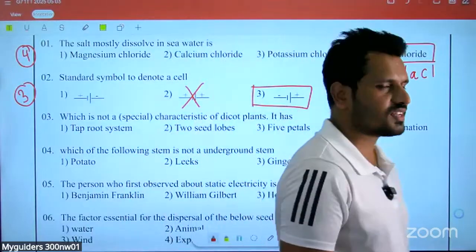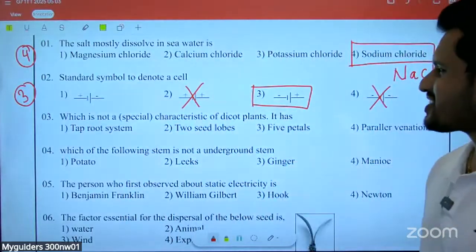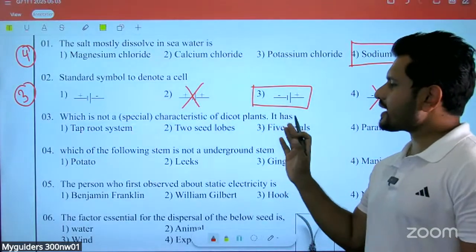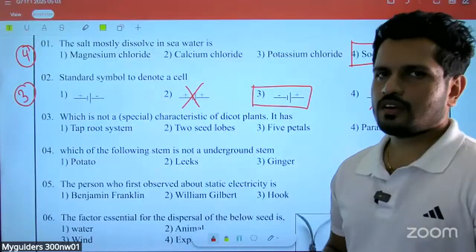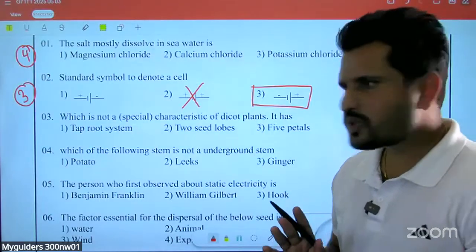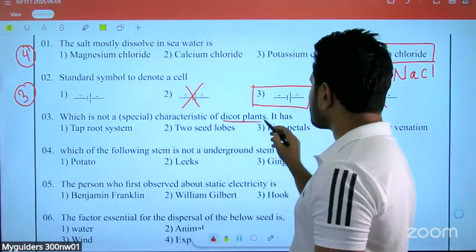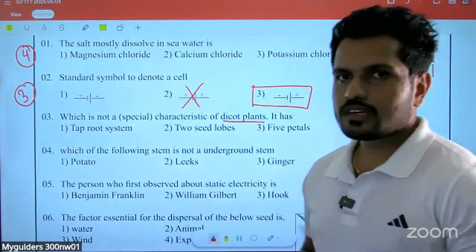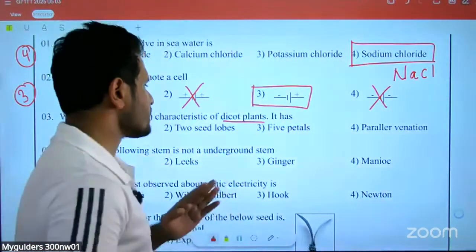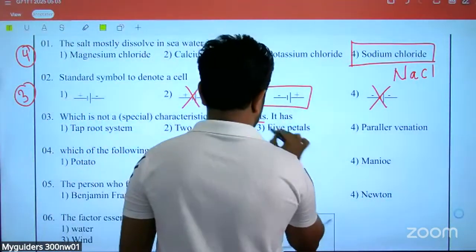Right. Okay. Next question is from plants. Which is not a special characteristic of dicot plants? In order to answer this question, you need to have a proper idea about dicot plants. Dicot means two cotyledons. Two cotyledons, right?